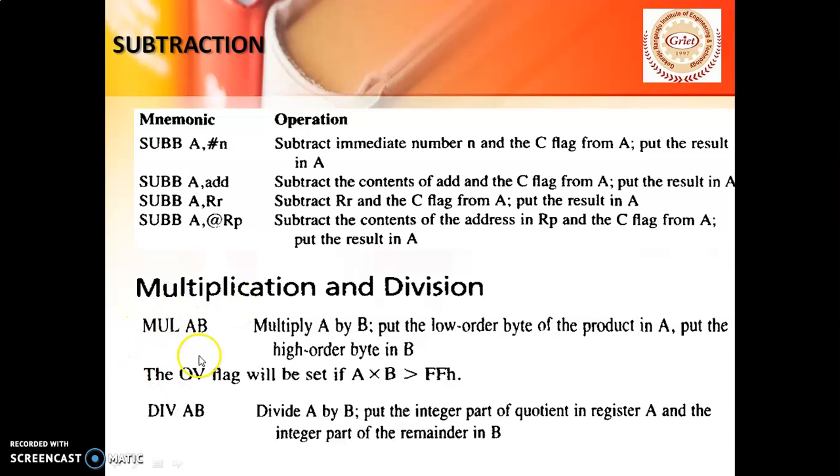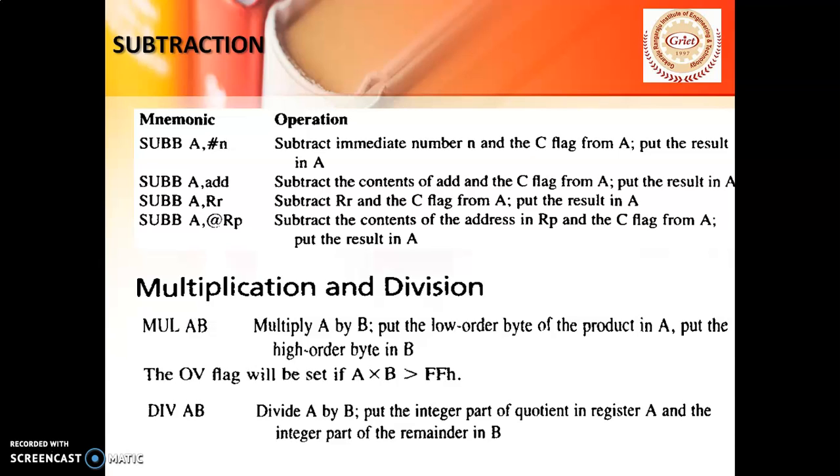Here mul is an opcode and AB is an operand. Now this instruction multiplies the accumulator content and the B register content and finally transfers the result to the AB register. So what does it do here? It is going to multiply the content whatever is there in A and whatever is there in B, and whatever result we get will be transferred to the AB register.